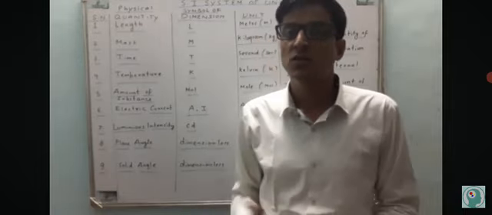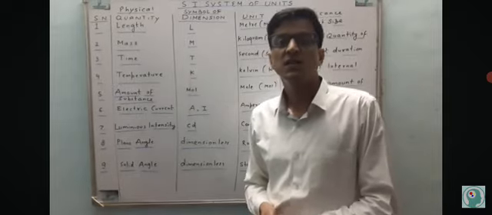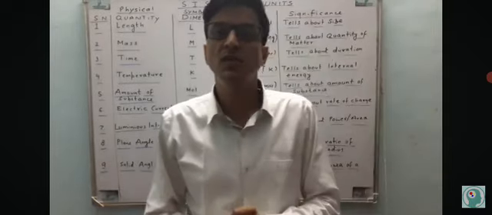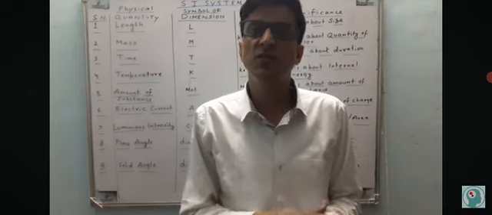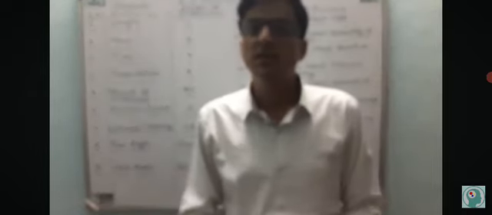So let's start with the physical quantities. The fundamental physical quantities in the SI system are basically 9. 7 of them are fundamental and 2 are supplementary quantities. The fundamental quantities are length, mass, time, temperature, amount of substance, electric current, and luminous intensity, and the supplementary quantities are plane angle and solid angle. So let's see things in the right perspective.